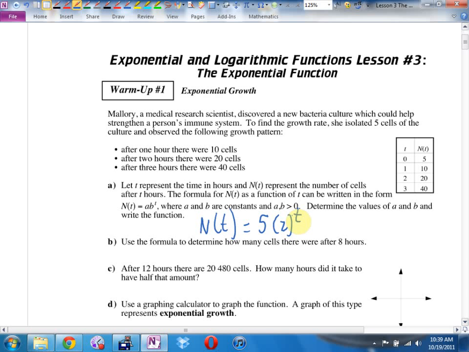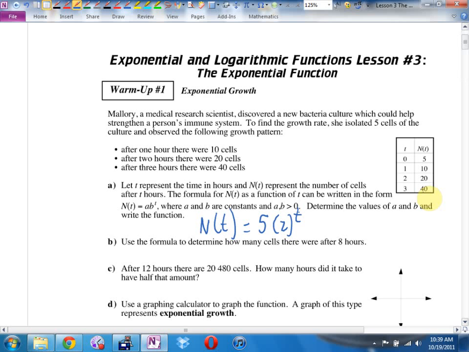Ellen, put a 0 in. What's anything to the 0 power? Times 5 is? You mean 0 gives you a 5? Yes, it does. Let's try putting a 2 in. What's 2 squared times 5? Does 2 give you a 20? Yes, it does. Let's try putting a 3 in. What's 2 cubed times 5? Does 3 give you a 40? It works. That's an exponential equation, called that because the variable is an exponent.